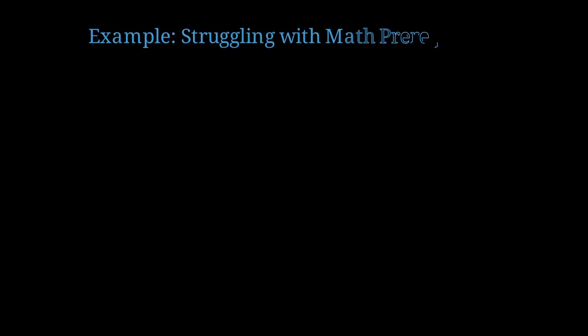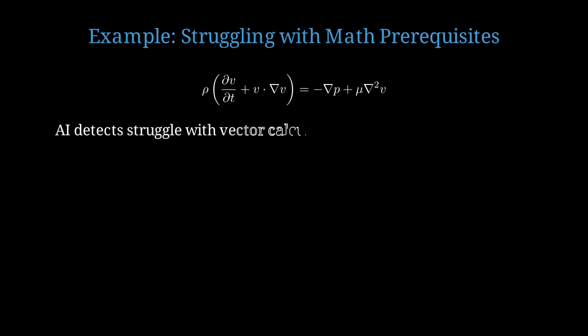Here's a concrete example. Suppose a student is struggling with the mathematical prerequisites for understanding the Navier-Stokes equations. The Navier-Stokes equation: density times the quantity partial derivative of velocity with respect to time plus velocity dot gradient of velocity, equals negative gradient of pressure plus viscosity times the Laplacian of velocity. The AI detects through quiz responses and problem-solving attempts that the student doesn't fully understand the del operator and the Laplacian.